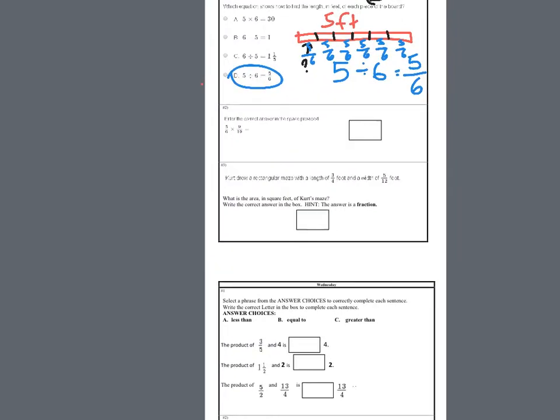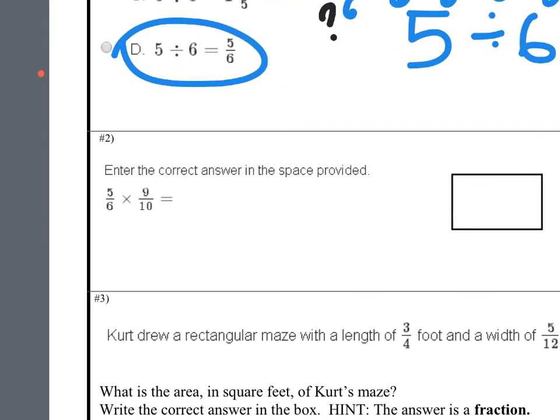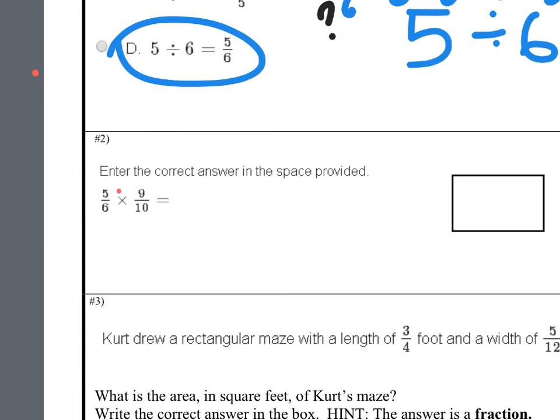For number 2, it says, enter the correct answer in the space provided. We know when we multiply, we just multiply across. We still have students that think we have to find a common denominator. That's only for addition and subtraction of fractions. When it comes to multiplication, we just multiply across. So 9 times 5 is 45, and 6 times 10 is 60.